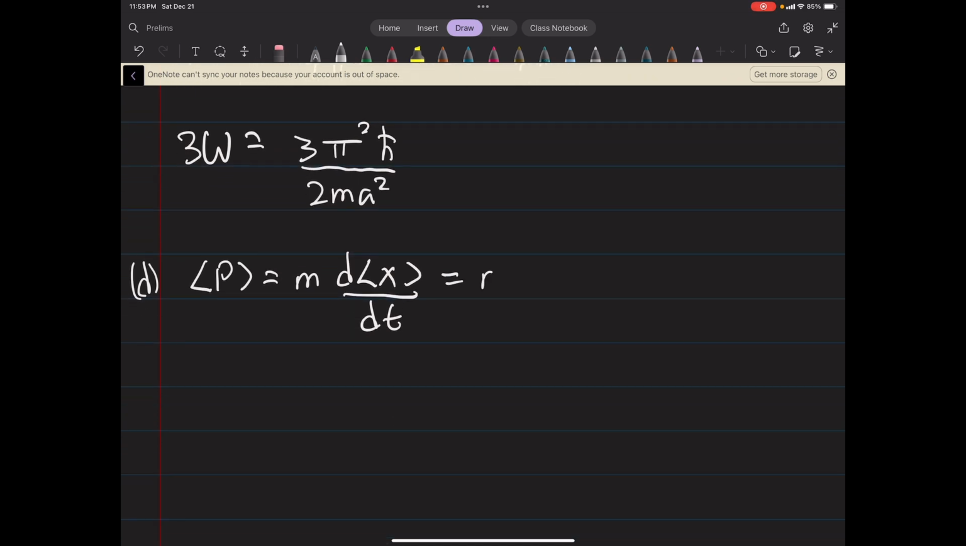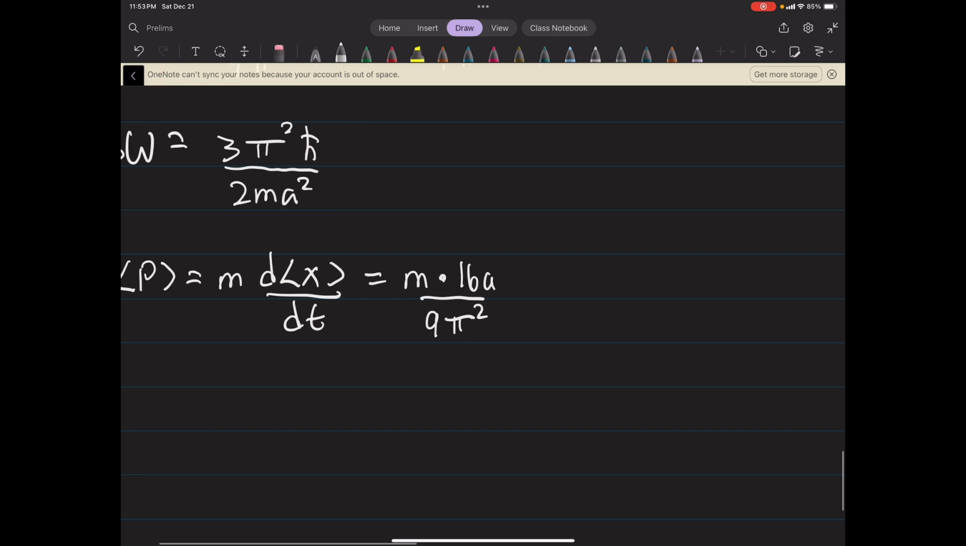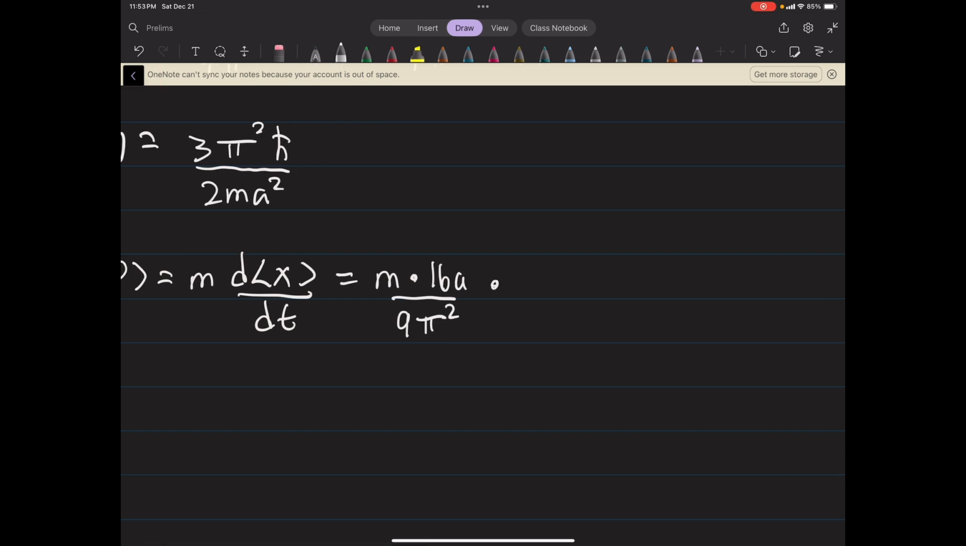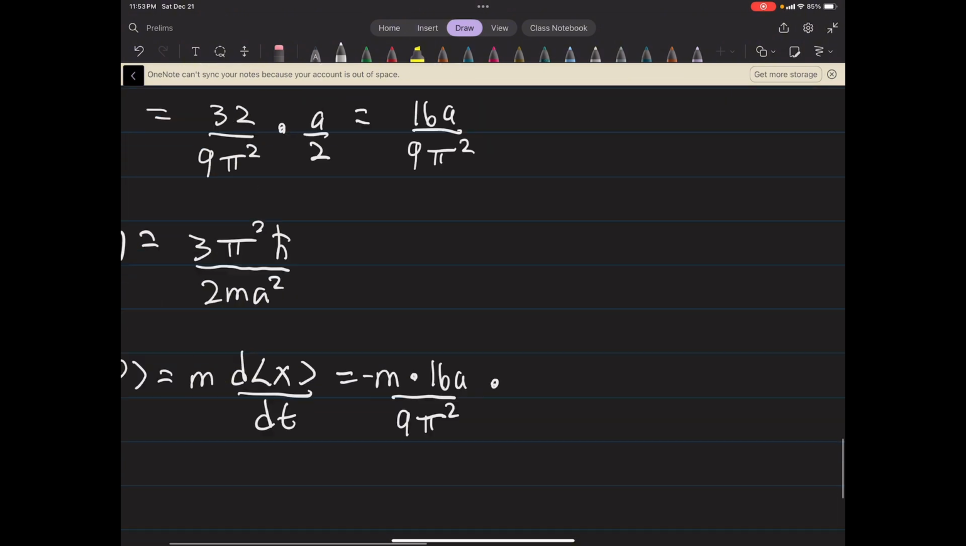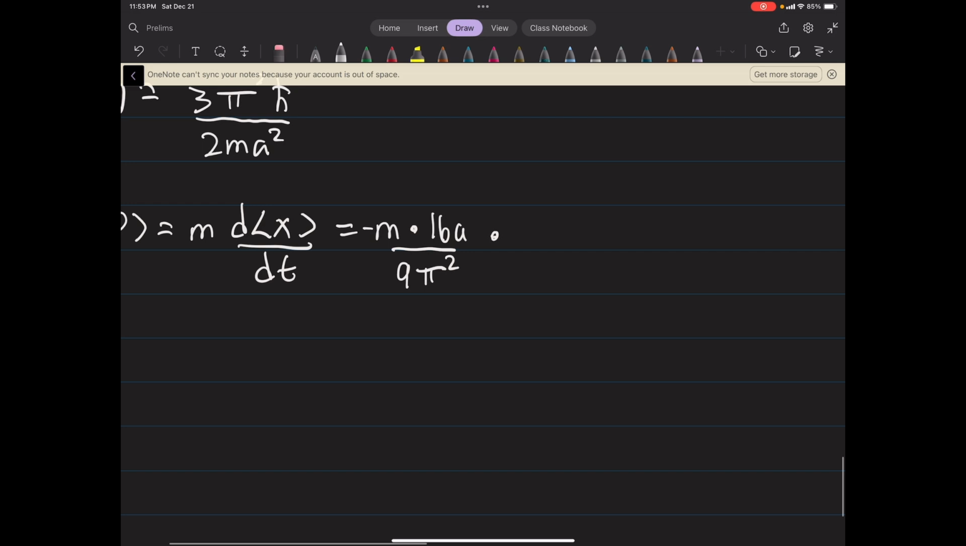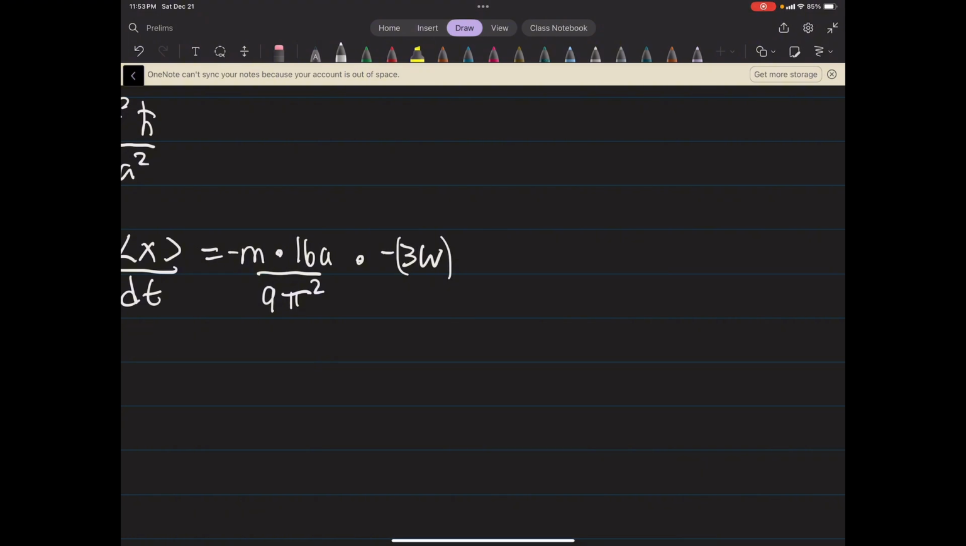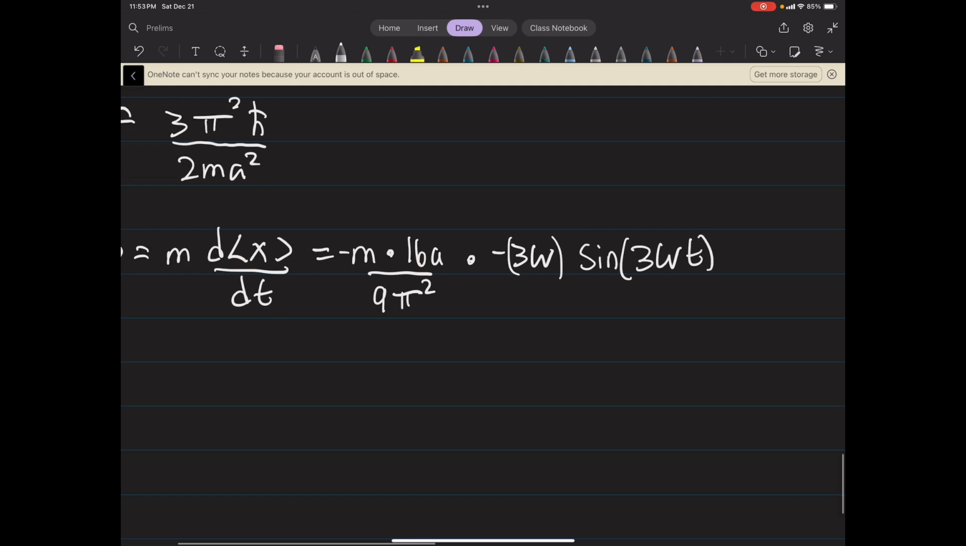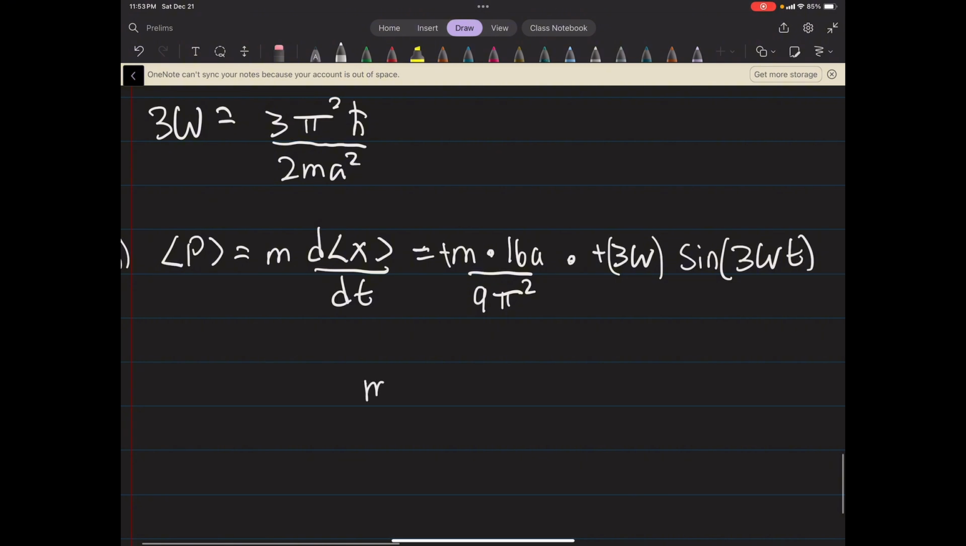So what do we get? M times 16a over 9 pi squared times, this is a negative actually because of the negative out front, but then we get a negative from our cosine going to sine. The derivative of that is negative. And don't forget the 3 omega from the chain rule. Sine 3 omega t. That's actually going to be positive. And we're going to have 16 ma over 3 pi squared omega sine 3 omega t.